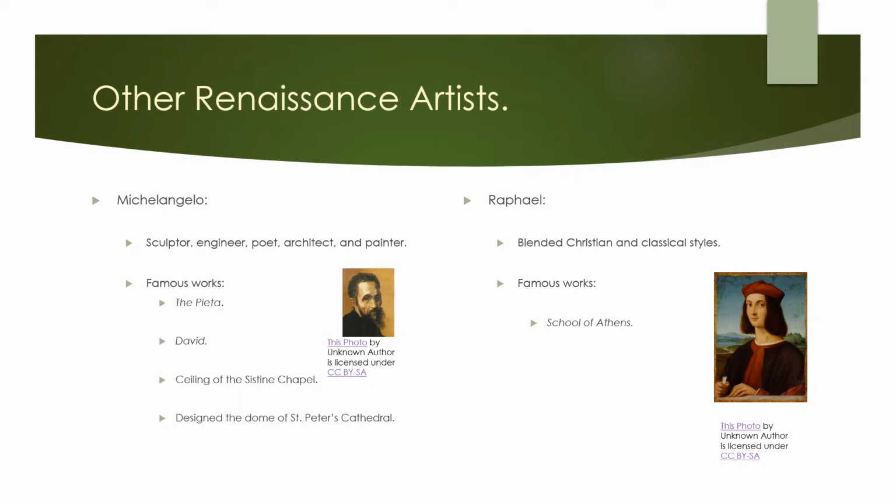So other Renaissance artists. We have Michelangelo, who was a sculptor, an engineer, a poet, an architect, and a painter. Some of his famous works are the Pieta, David, and the ceiling of the Sistine Chapel. He also designed the dome of St. Peter's Cathedral. He did not live to see that built, but he designed it. And also Raphael. Raphael blended Christian and classical styles, and some of his famous works are the School of Athens, and I'll show you some examples here.